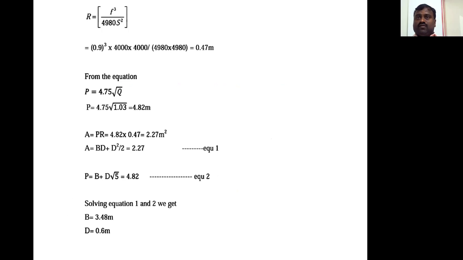Once B and D are known, substituting in the area expression and making use of the value of area in the discharge formula, Q can be calculated because Q remains equal to area into velocity.